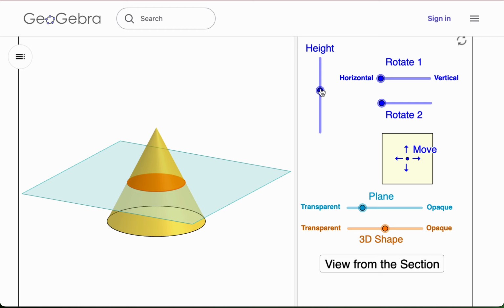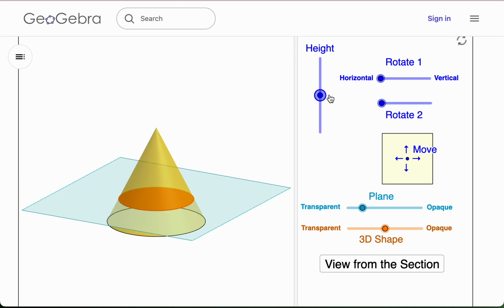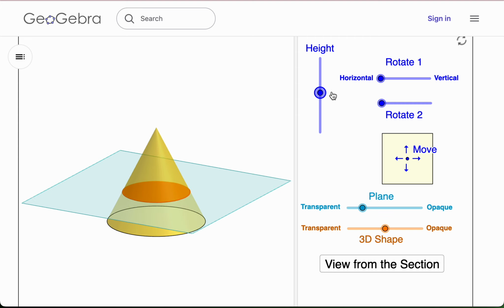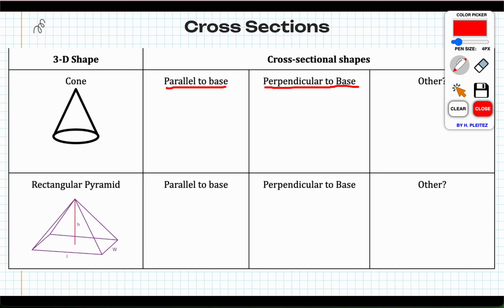So if we're parallel to the base and we move that cut up or down, what we should notice is that we just have circles of a bunch of different sizes that would be exposed. So when we're parallel to the base, our cross-section is a circle, and we can sketch that out.